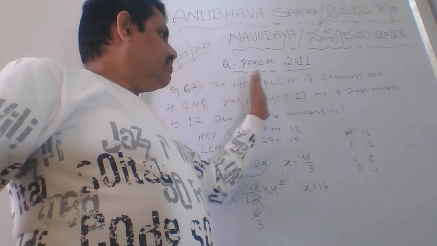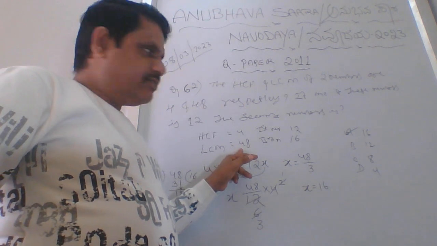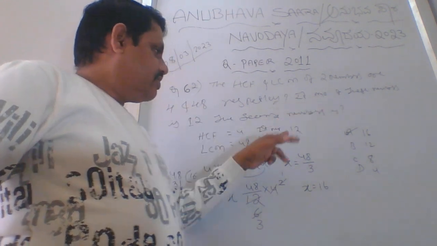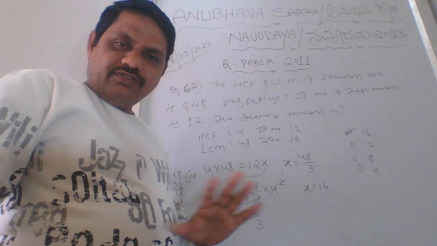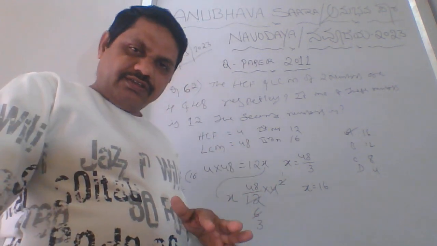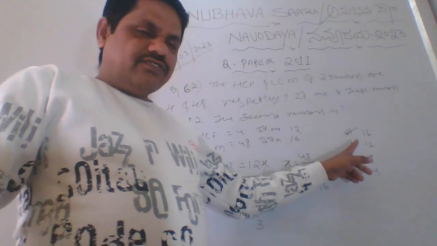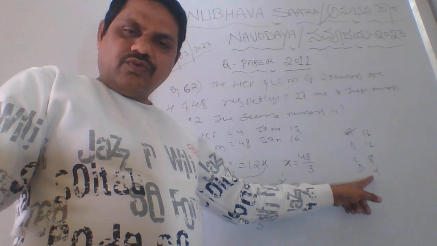Okay. The HCF and LCM of two numbers are 4 and 48, and one of the numbers is 12. The second number we are not aware of. Okay, we don't know the second number. That's what the question says, and we have to find out the number out of the options: 16, 12, 8 or 4.